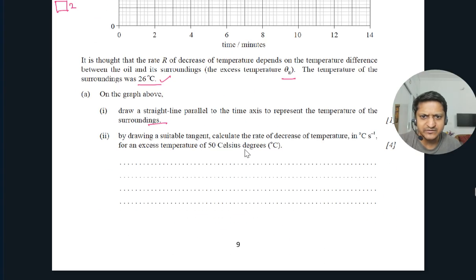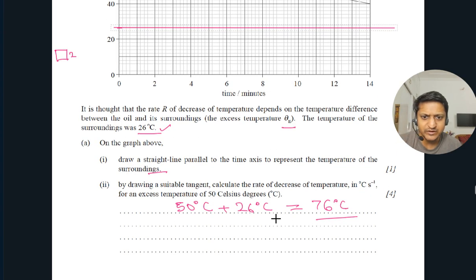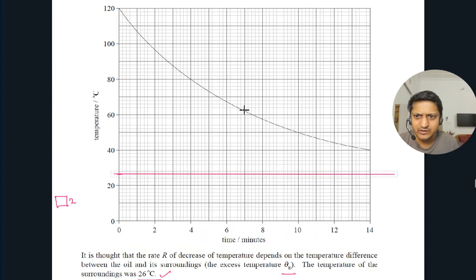By drawing a suitable tangent, calculate the rate of decrease of temperature for excess temperature at 50 degrees Celsius. So first of all, you understand that for 50 degrees of temperature, we need to add 26 degrees, making it a total of 76 degrees Celsius. So now we will draw a tangent at 76 degrees because 26 is the surrounding temperature and for an excess temperature of 50 degrees. So now first of all we will locate where is 76.